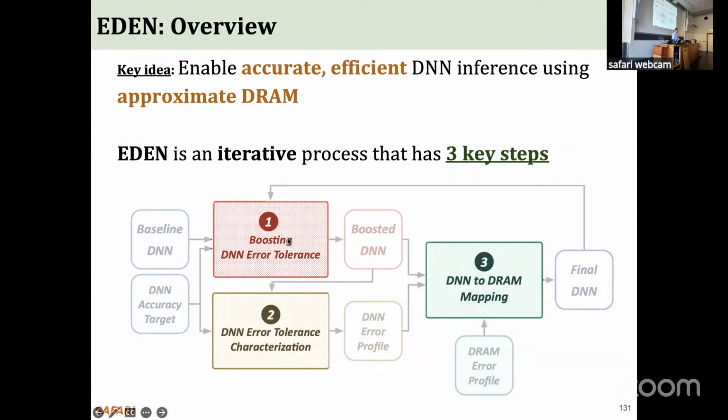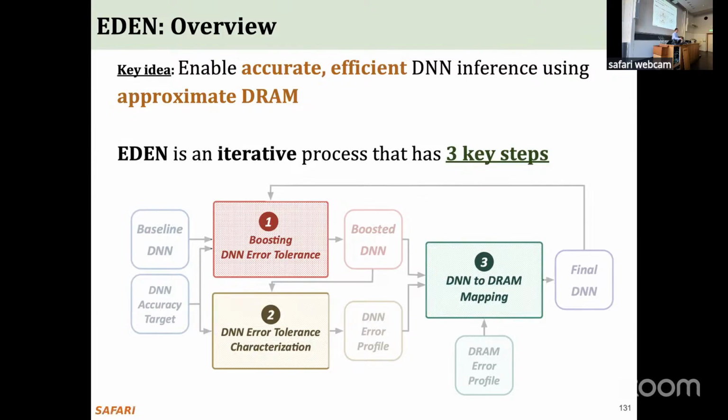Essentially, what you can do is, after you do the mapping of your DNN to DRAM, you can simulate, you can profile what happens. And if you haven't reached your accuracy target, you can boost your error tolerance. You can retrain the network, essentially, with those in mind. So this is called error-aware training.